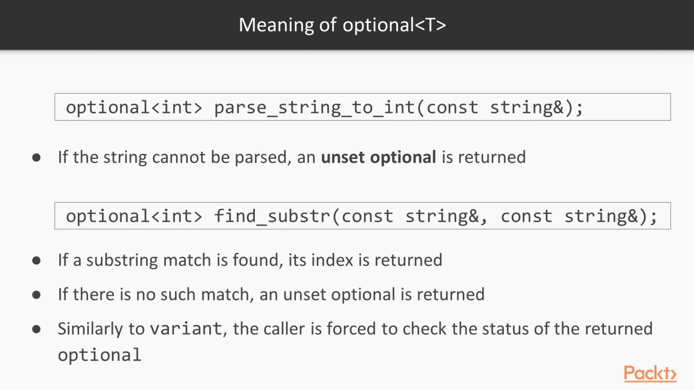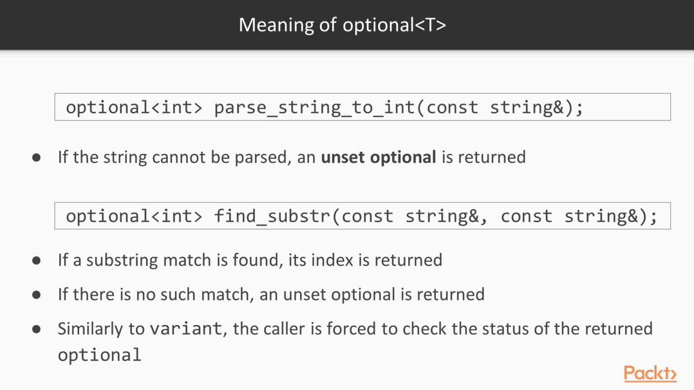Here's an example of a function signature which benefits from optional. Imagine a function called parse string to int, which given a string returns an int parsing the string. Sometimes the string might be invalid and cannot be parsed. So what we can do is return an optional of int instead of a simple int, which will be unset if the string wasn't able to be parsed, or which will be set with the value that was parsed otherwise.